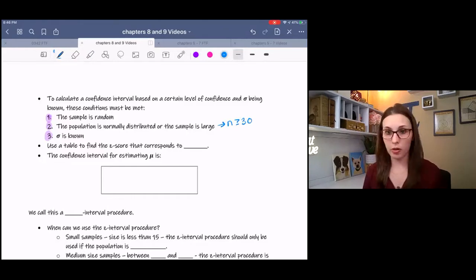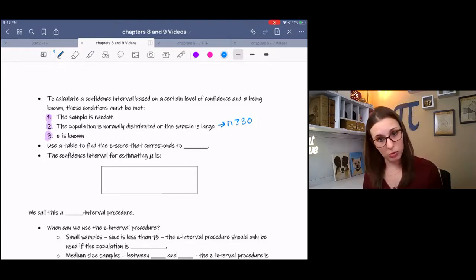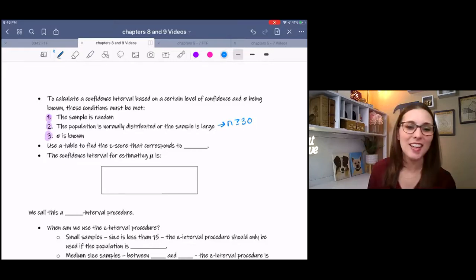So it's one or the other. Both would be great, but it's one or the other. Either the population is normally distributed. If it says nothing about the population being normally distributed, then you have to look and make sure that the sample selected was random and large. And then the last thing for this one is that the population standard deviation is known. If it's not known, we'll do the next lesson.